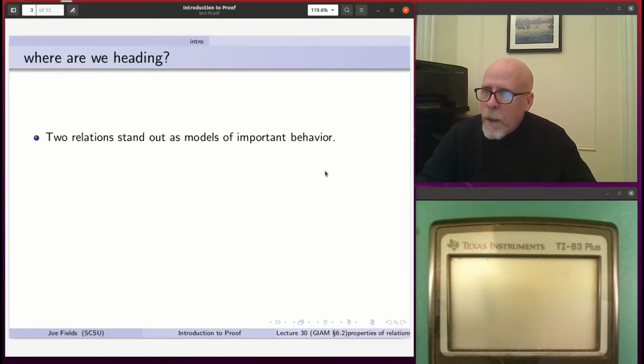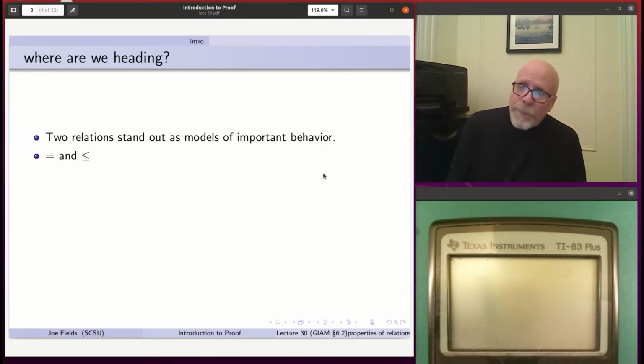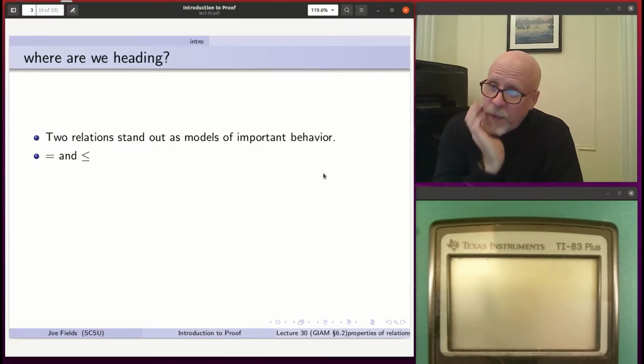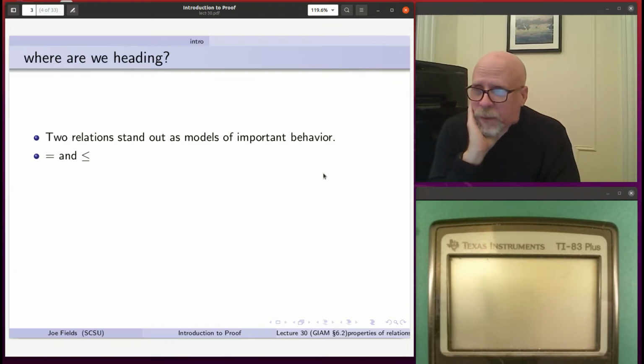So yeah, 2 relations stand out as models of important behavior. Just say what they are: equals and less than or equals. There are some people who might say we should prefer less than, but I'm taking the tack that less than or equals is primary. Why are these things so special? I don't think I have to convince math people that equals is really important. Less than or equals is our prototype for putting things in a row, putting things in order, and that's a pretty handy tool to have around.